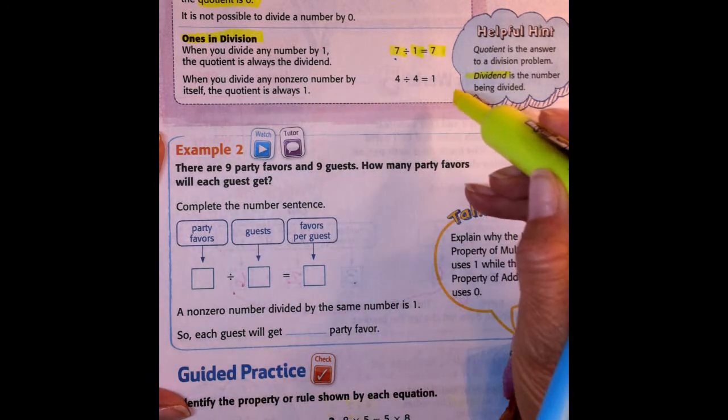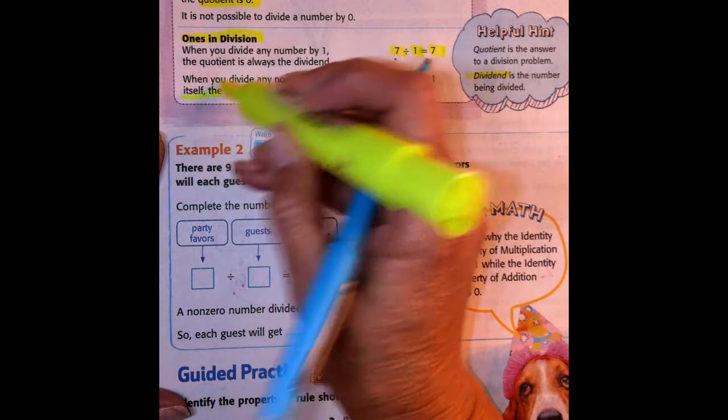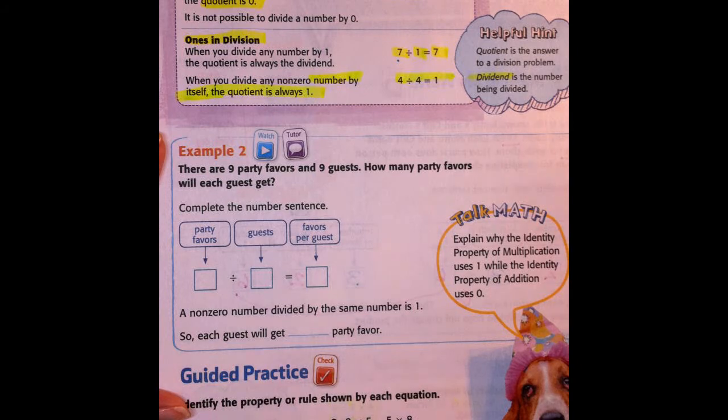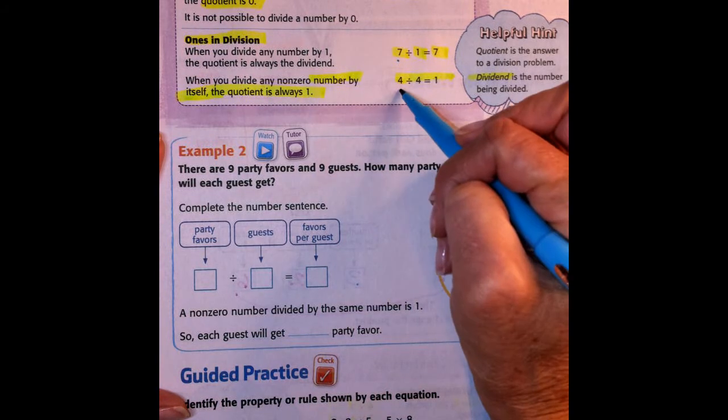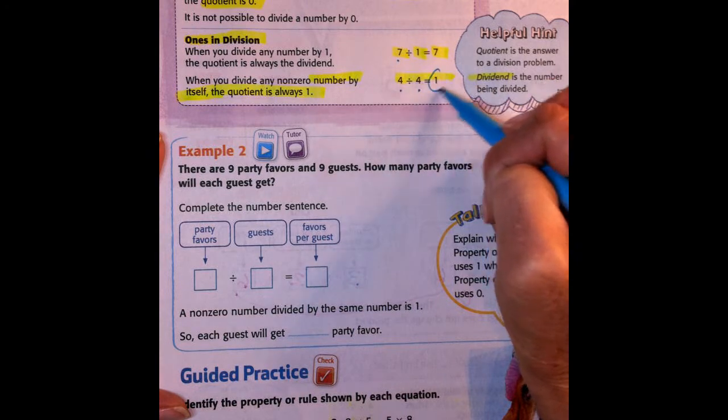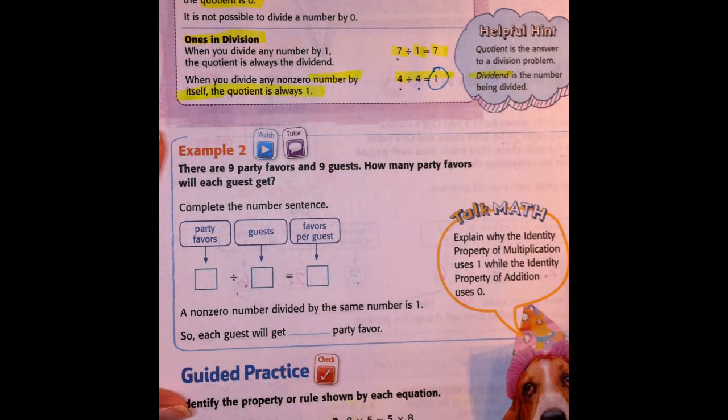When you divide any number by itself, the quotient is always going to be 1. If we have 4, and we put all 4 in a group, we have one big group. Okay?